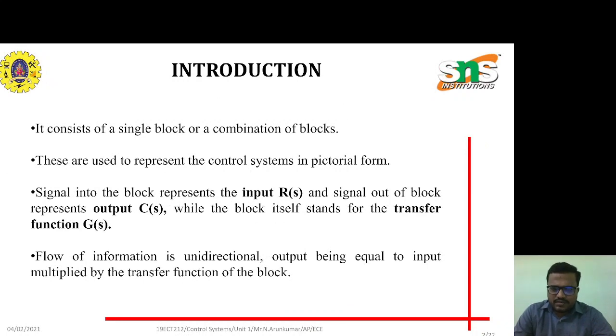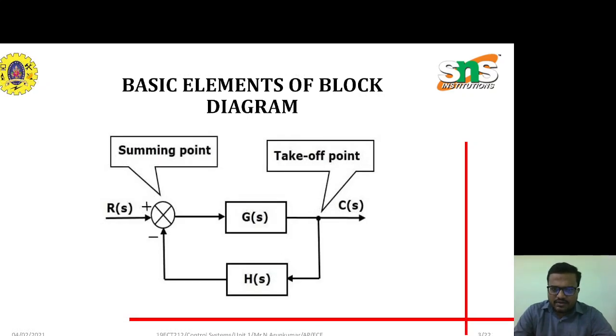While considering block diagram reduction, we are going to consider the input, the output and the transfer function of the corresponding systems. Here we are going to see some basic elements of block diagrams. G of S is the controller and H of S is the feedback system, R of S is the input and C of S will be the output signal. In between these two terminals only, we are going to reduce the number of blocks.